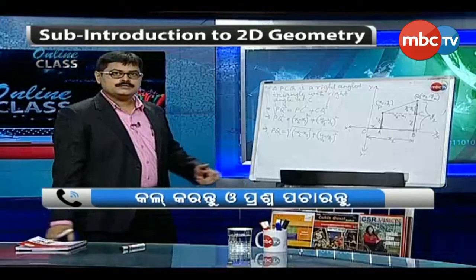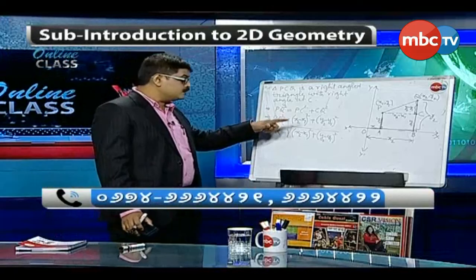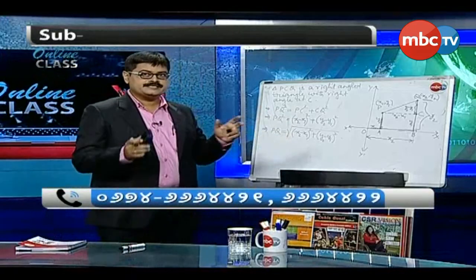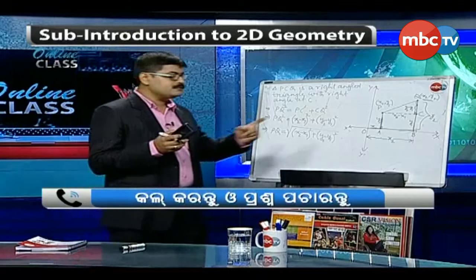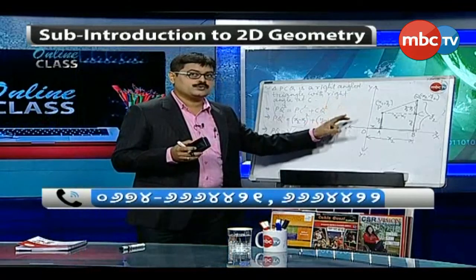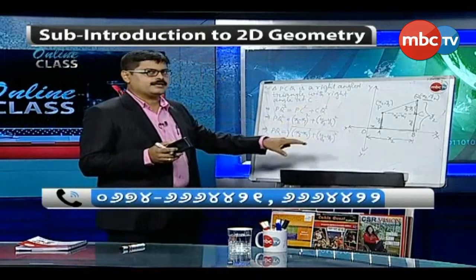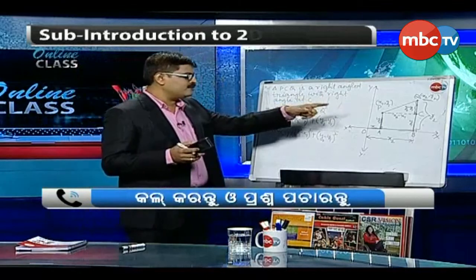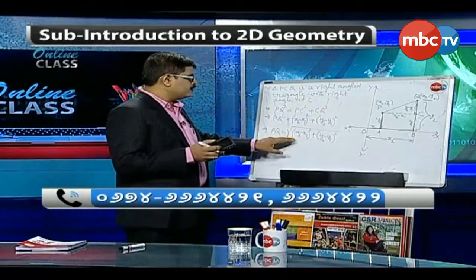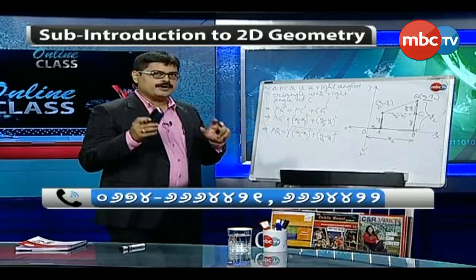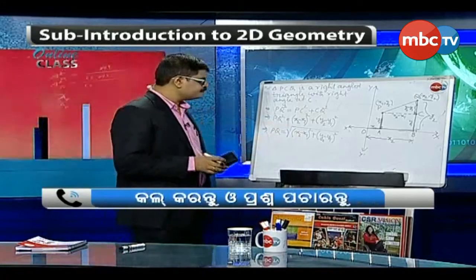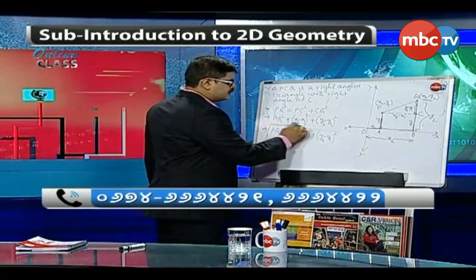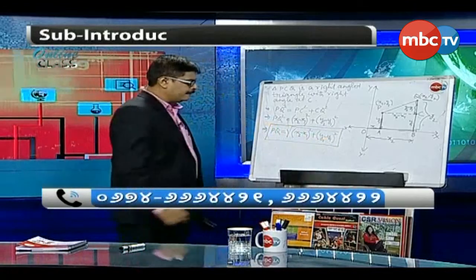So, this is called the distance formula. Using this formula we calculate the distance between two points on the plane of R square. The points can be in any quadrant. For simplicity we have taken it in the first quadrant, but actually the formula is valid for the points lying in every quadrant. So, this is the distance formula.